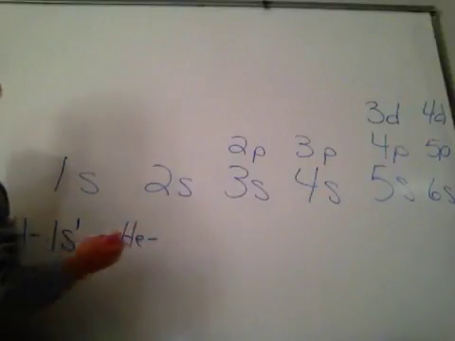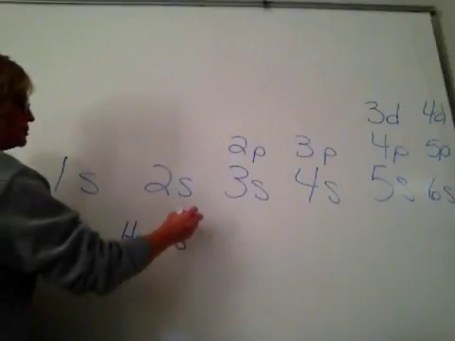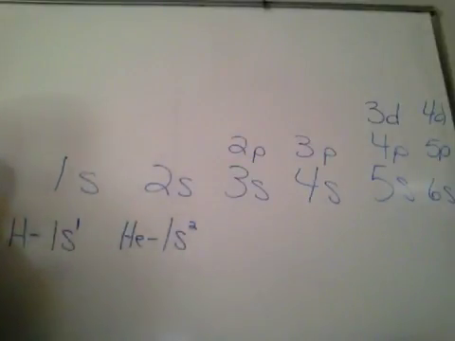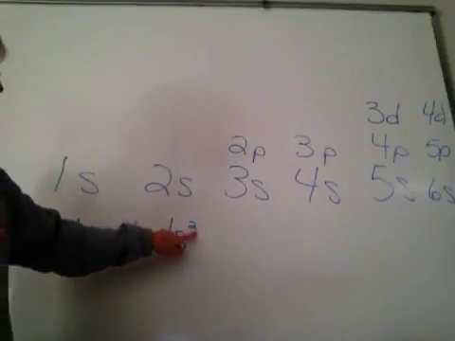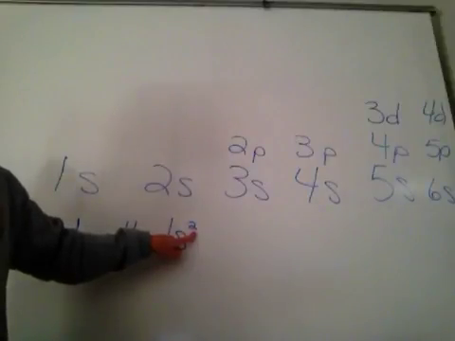Helium has how many? 2. So it would be 1s2. And that's all it can hold. And S can only hold 2 electrons because it has 1 orbital in it.